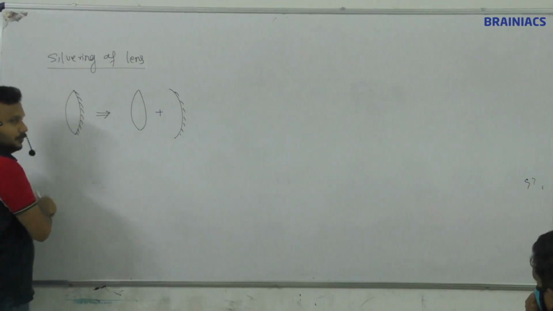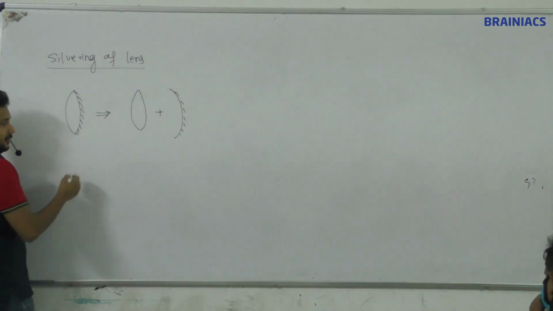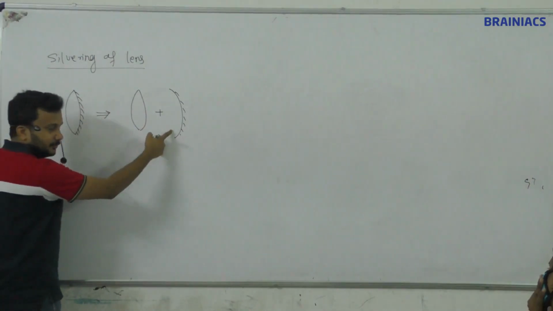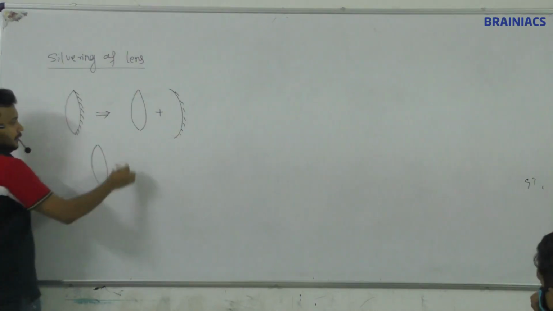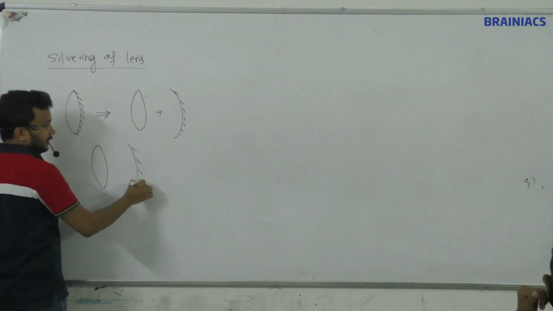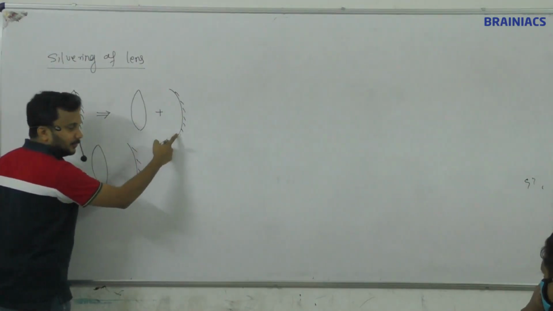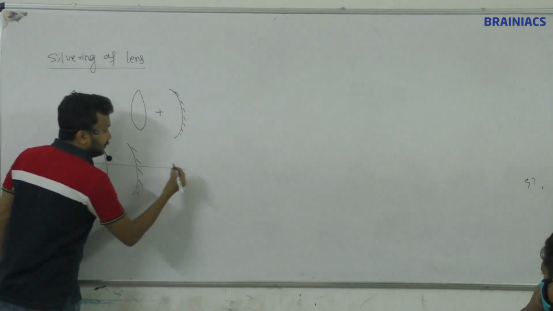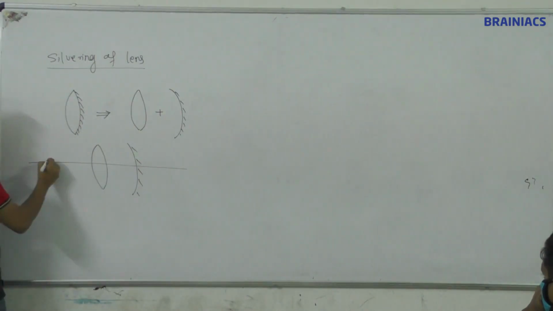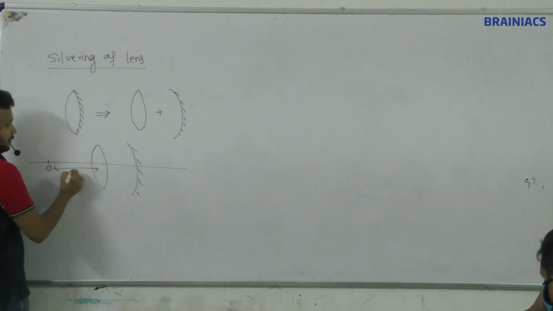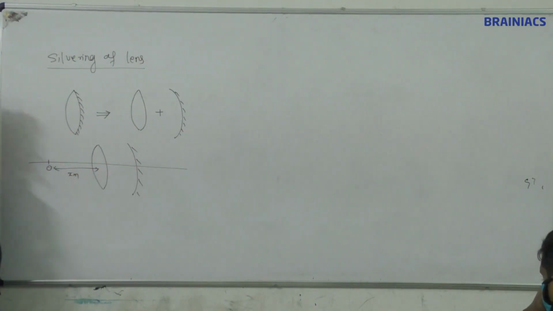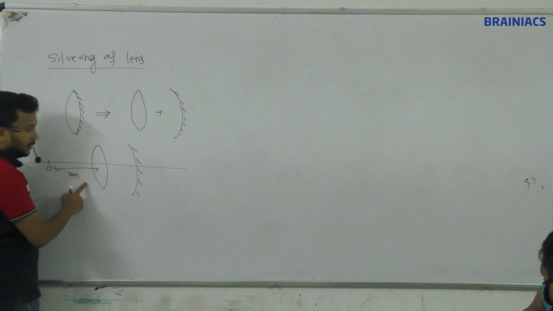Okay, now we'll see what is happening. Now this is equal to this one. What I'm going to do is take one lens and one mirror like this, split like this. Now this is the axis. If I place an object here, say at a distance of some x centimeters away, what will happen?